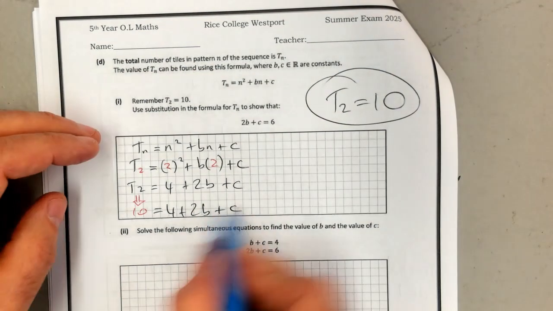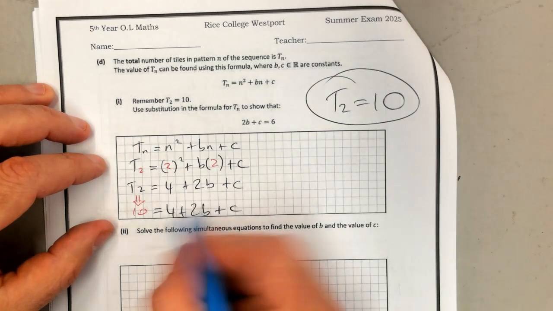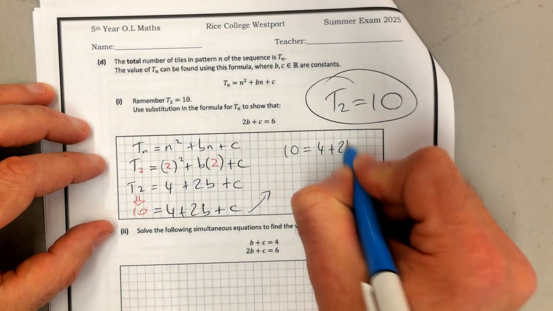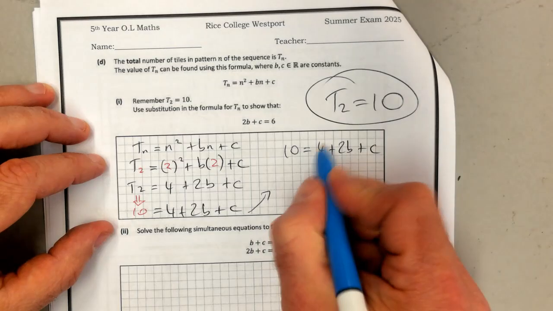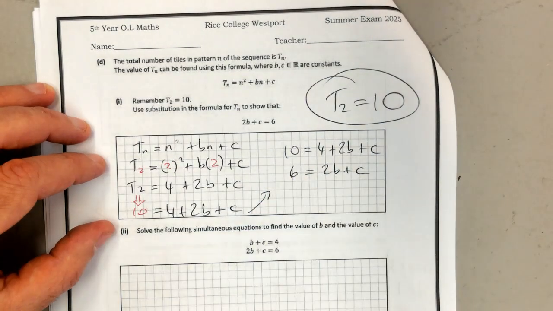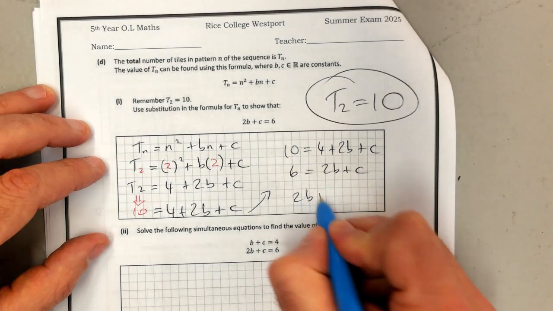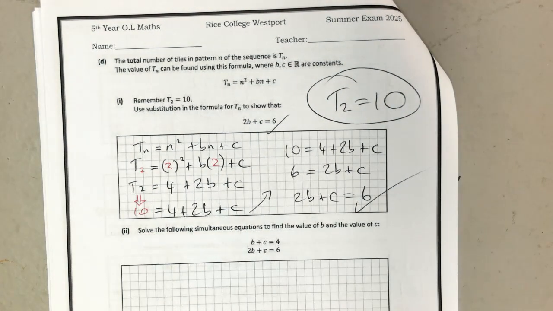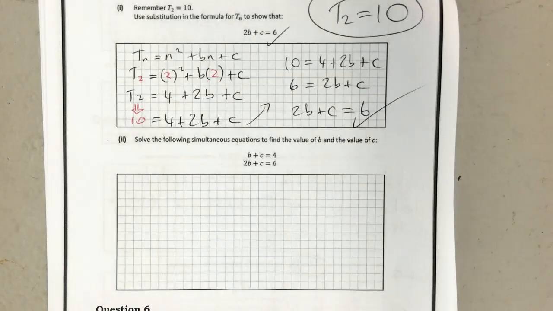Now we've still got to work it out. So you can write down up here, 10 is equal to 4 plus 2b plus c. I'm going to take away 4, and I'm going to take away 4 here and we get 6. I'm just going to rewrite it, 2b plus c is equal to 6. And that's what we're looking for. Easy peasy. That's a really big part of unlocking a question that I was asked by another student.